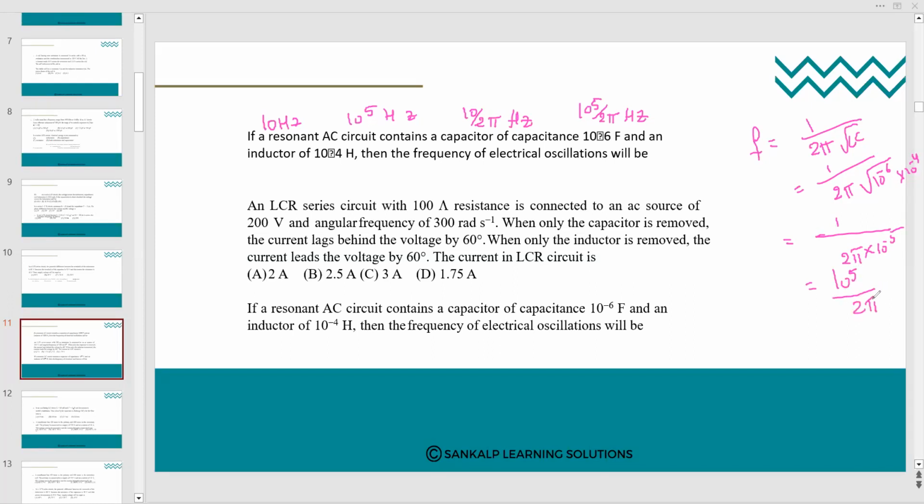So 10 raised to 5 divided by 2 pi, that is option D is the correct option here. Option D is the correct option. Okay. Then the next question.